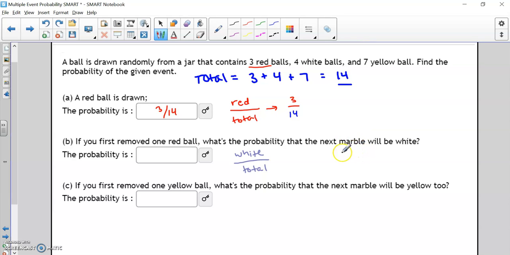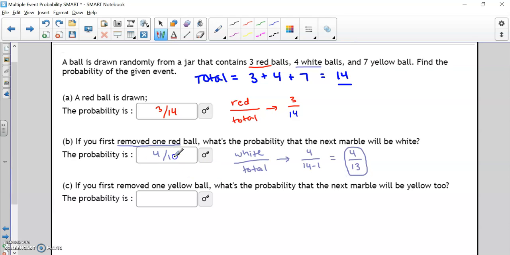Or marbles, I guess. So here's the deal. There's a total of 4 white balls. So we know that 4 is on the top. But the total, this is where you have to be careful. Originally, we had a total of 14 balls in the jar. And now we first removed 1 red. Okay, so this becomes 1 less than 14, right? Because we started with 14 and we took 1 away, so that's why I'm showing you this subtraction. So really, the probability of drawing a white one will be 4 out of 13.